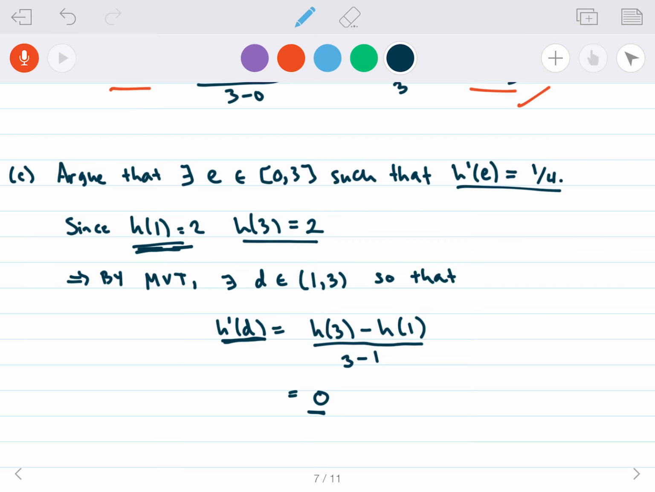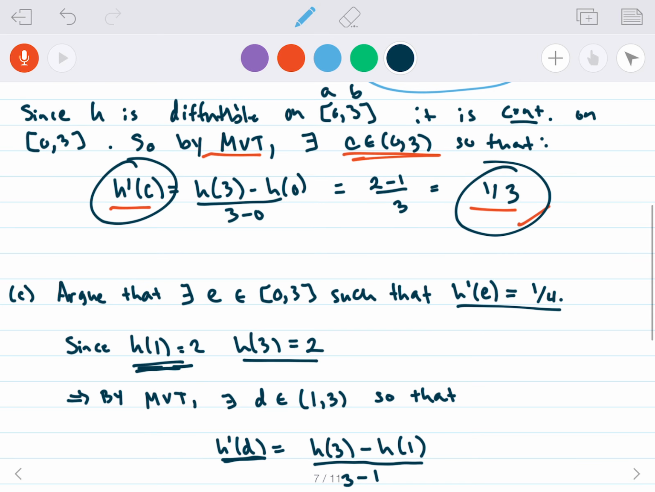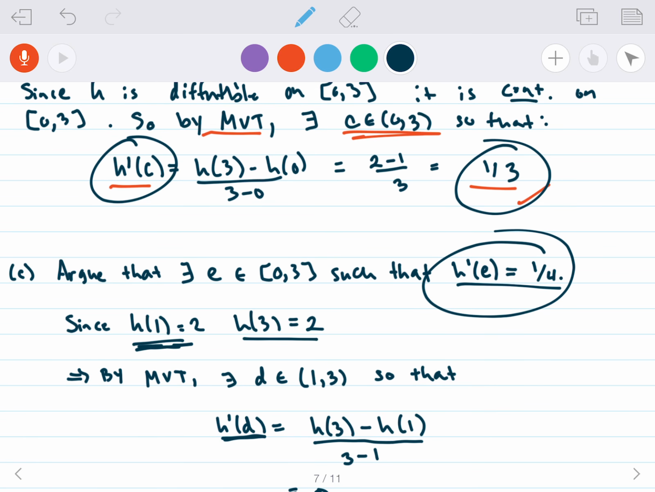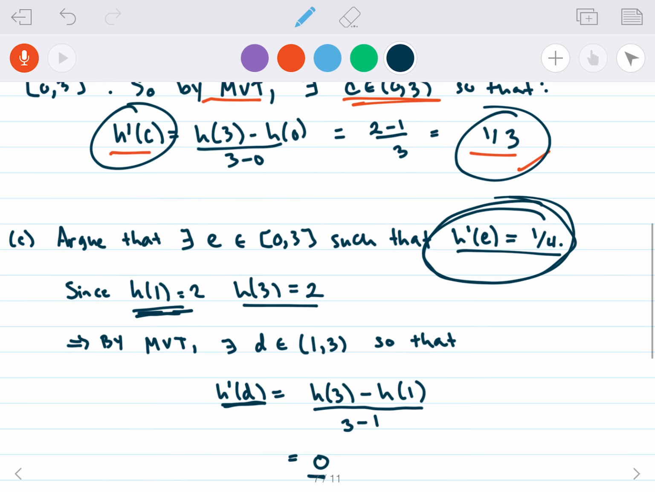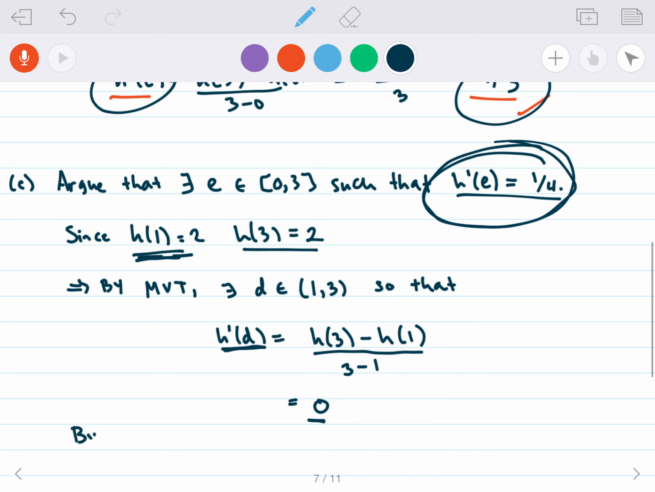We also know from the previous part B that there is some c in our interval for which h prime of c is equal to 1 over 3. And 1 over 4 is between 0 and 1 over 3. So we can apply Darboux's theorem here. If we have a slope in between, then there's some e such that when you take the derivative of h and plug in e, you get your 1/4 value.